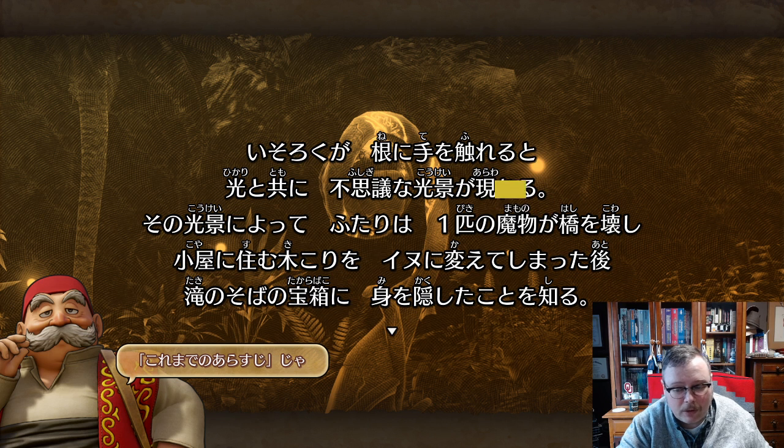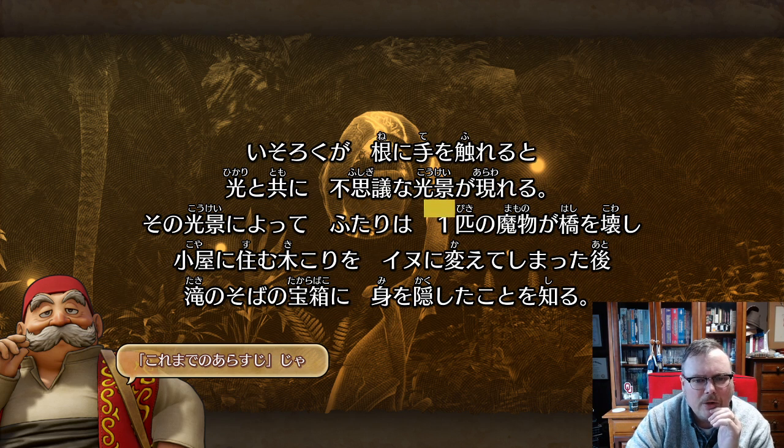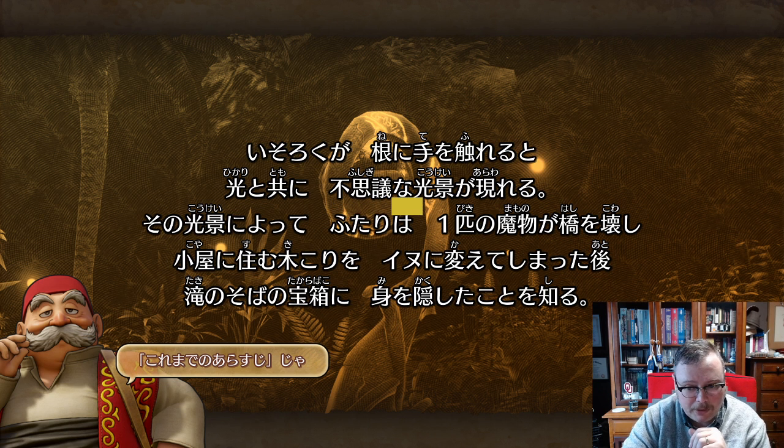So this is arawareru. Arawareru means to appear. I don't know if it's an intransitive verb or a passive verb. I never really learned the difference between the two, but it is not an active verb. It doesn't mean to make something appear. It means that something appears. And so we've got ga here, so we've got a subject. Fushigi na koukei is our subject. So that means a mysterious sight appeared.